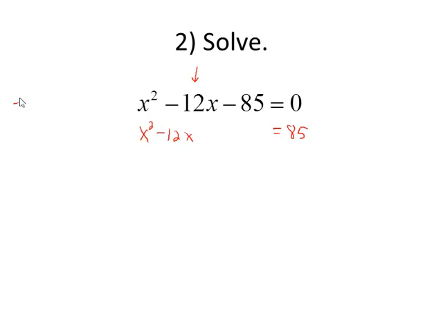I take half of negative 12 and square it. Negative 12 divided by 2 is negative 6. Negative 6 squared is 36. So I'm going to add 36 to both sides. The left side factors to be x minus 6 squared. The right side adds to be 121. Once we have the square, we take the square root of both sides.